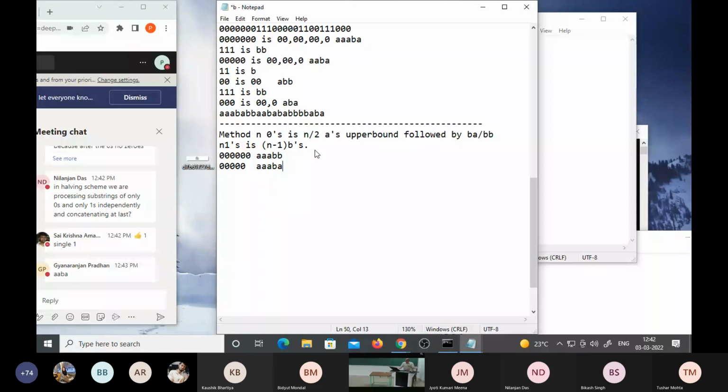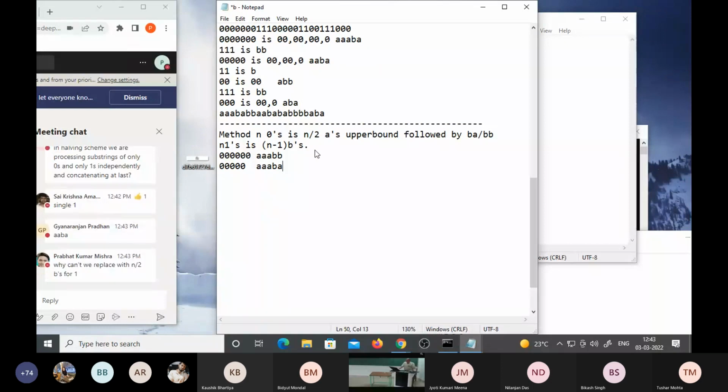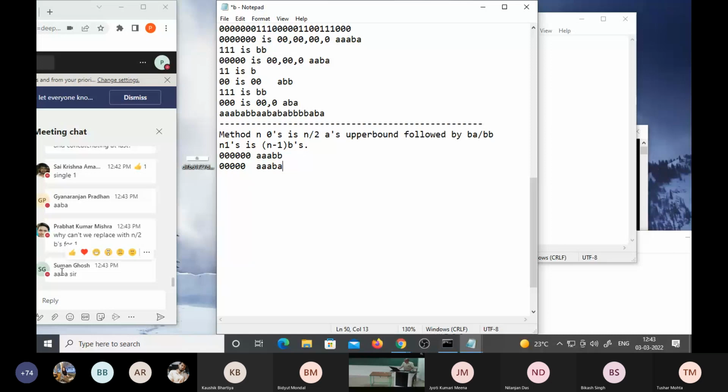It is not clear to me, Gyan, what are you telling? No, you see, for the time being we can also do it, but I don't want to complicate it. We are talking in terms of the upper bound, Gyan, not the lower bound. Is it correct?